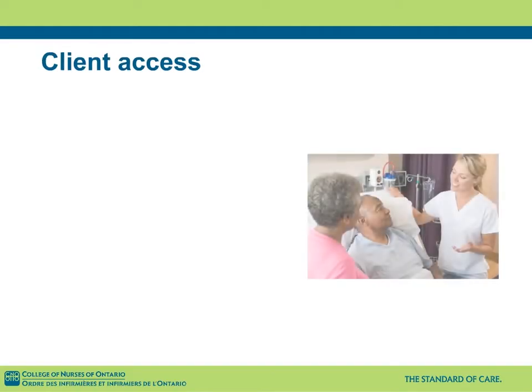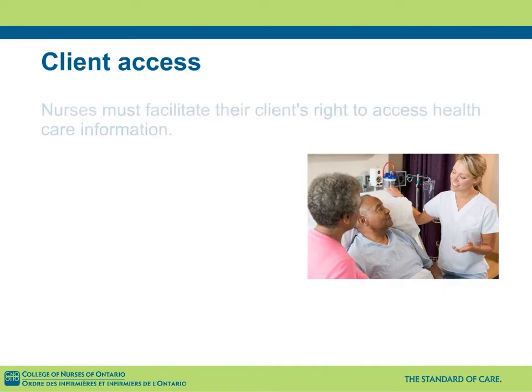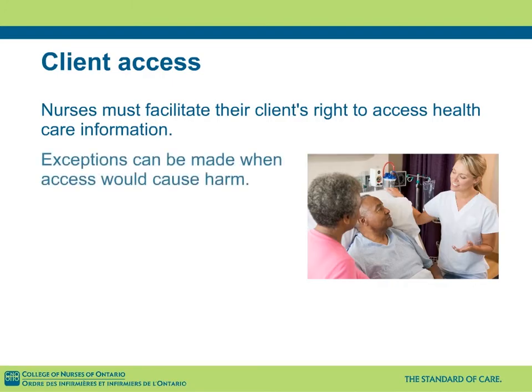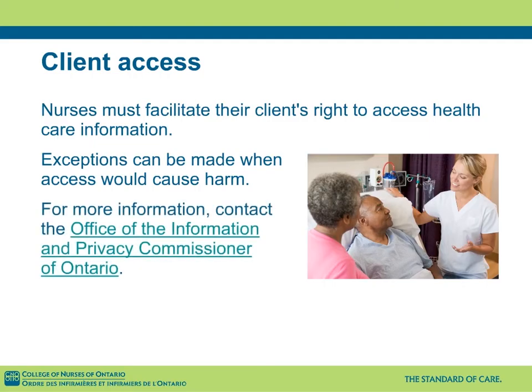Clients and their substitute decision-makers are entitled to access, inspect, and obtain a copy of the information in their health record. Nurses must facilitate their clients' right to access healthcare information. PHIPA provides conditions under which a client can be denied access to their own personal health information. For example, when access would cause harm to the client or a third party. If you are unsure of a person's authority to access their record, you can review PHIPA or contact the Information and Privacy Commissioner of Ontario.